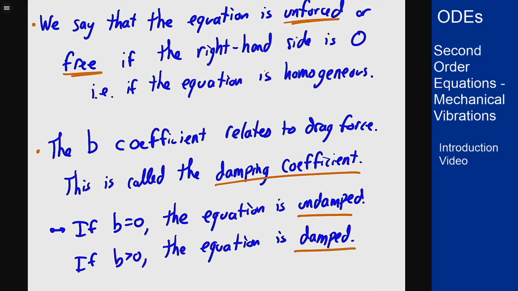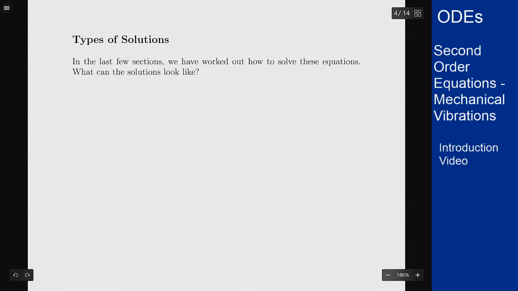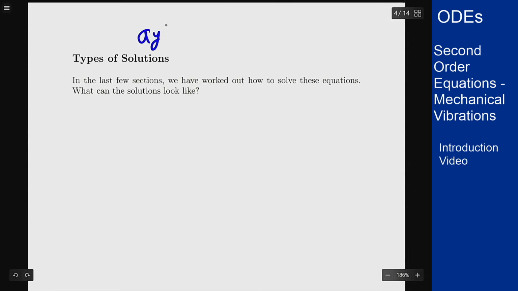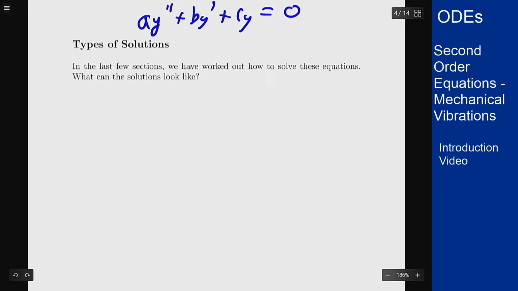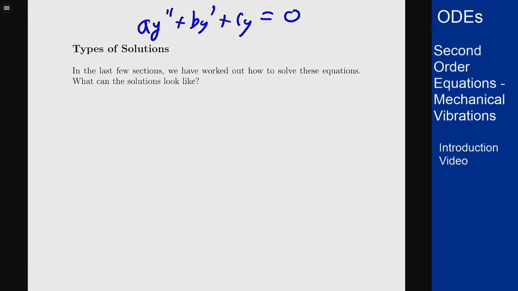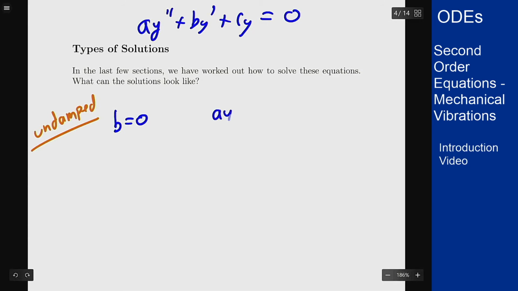Now, as long as this equation is homogeneous, we know how to solve it. If it's constant coefficient, it's second order, it's linear, it's homogeneous, we know how to solve all of those problems as we've discussed previously. So we can handle them. So we have our main equation, again, and there's different types of solutions you can get based on values of A, B, and C. So for instance, if we have B equals 0, this is our undamped equation. In that case, what do we get?